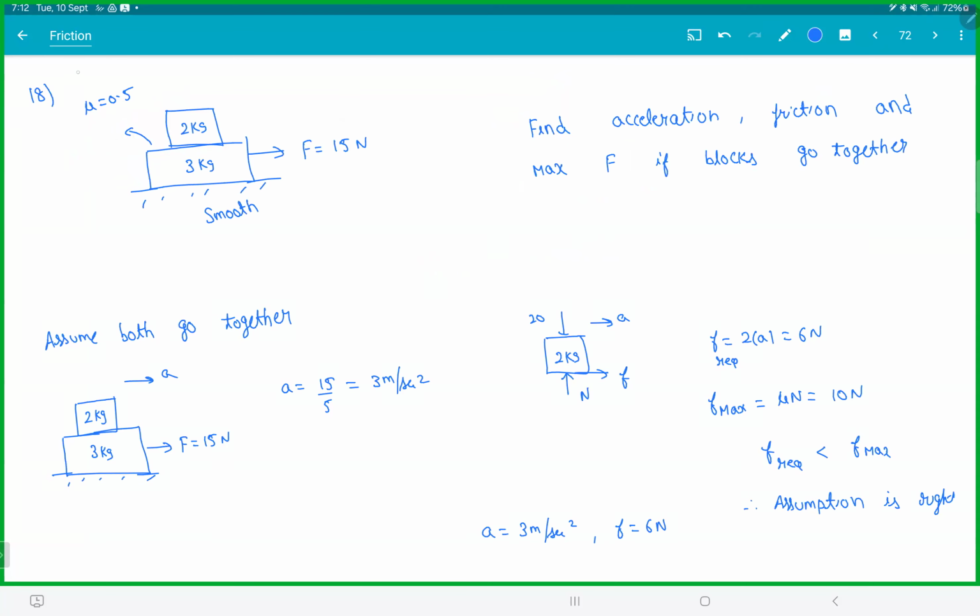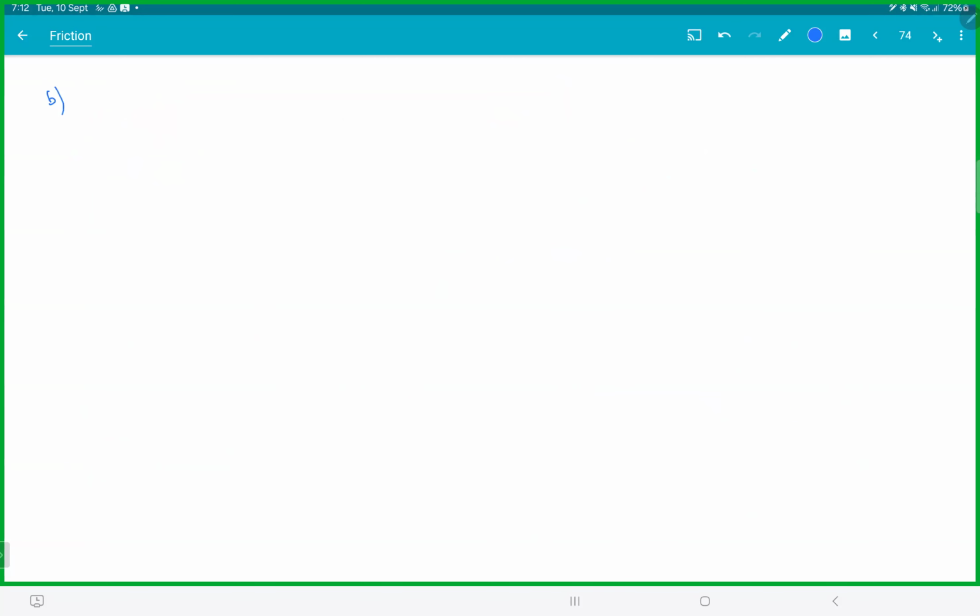Same question. Let's do one more. Same question, let me change it like this. 2 kg block. I will keep the block the same, so that it will be easy for you to see what is happening, what is changing. This F is equal to 15. This mu S is 0.5.